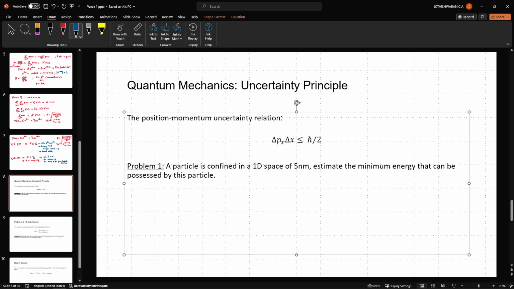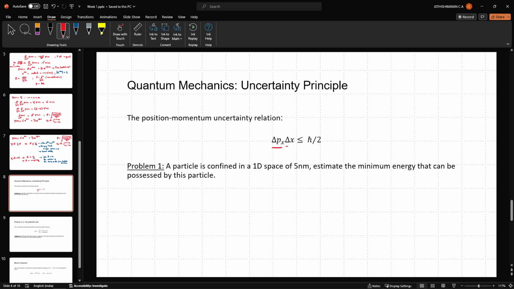Essentially, the uncertainty in the x component of momentum times the uncertainty in the x coordinate of the position is less than or equal to h bar by 2. In some texts this quantity is written as h upon 4 pi, because of course h bar is h by 2 pi. This result is due to Werner Heisenberg, one of the founding fathers of quantum mechanics, and it is a very important tool when we are studying quantum phenomena.